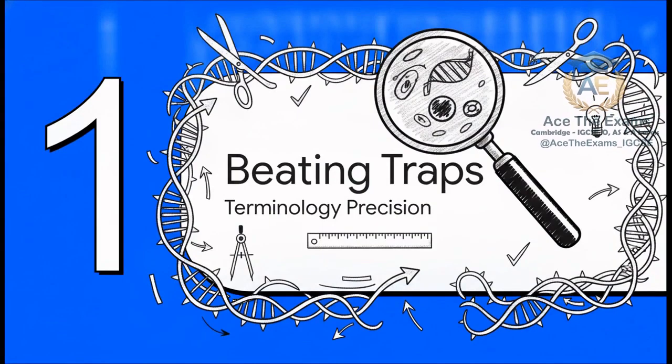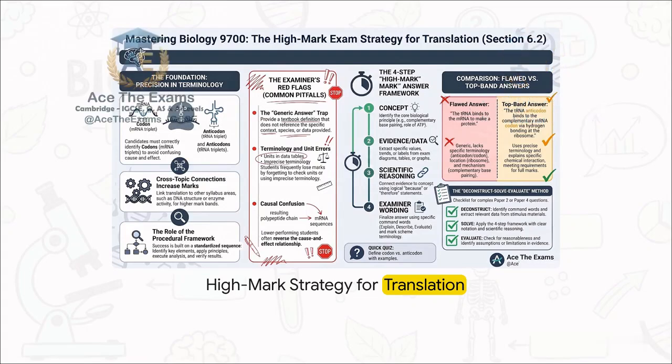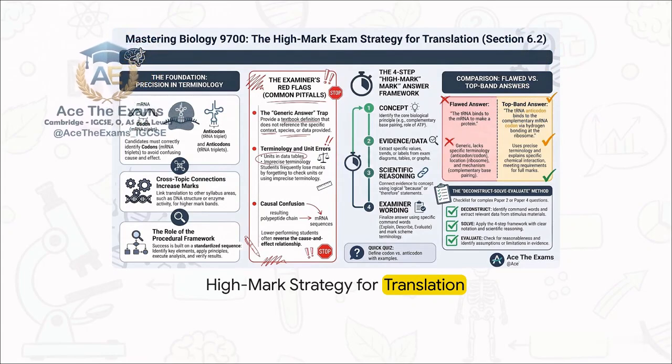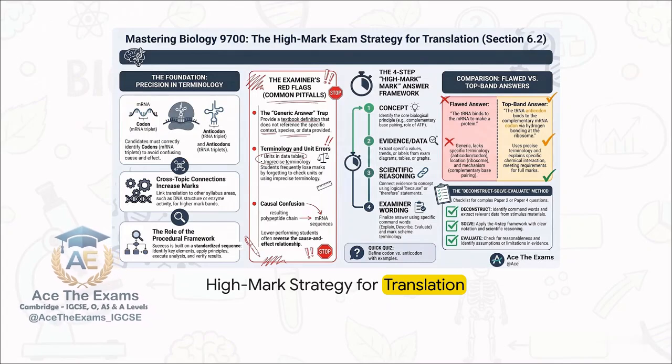Section 1. Precision, beating terminology traps. Now that we have our framework in place, let's look at where students tend to stumble the most. When we're reviewing Section 6.2 on genes and protein synthesis, draw your attention to the top left of this translation diagram. Notice how we're clearly contrasting the mRNA codon with the tRNA anticodon? Well, according to principal examiner reports, mixing these two up, confusing an mRNA triplet with a tRNA triplet, causes a fatal cause and effect error in exam responses.